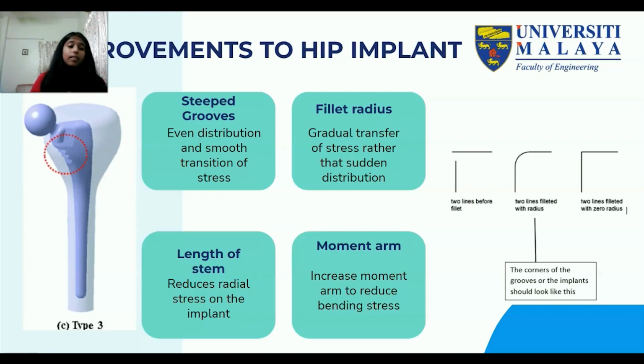And the length of the stem, which is the implant, should be long to reduce radial stress on the implant, and the moment arm should increase to reduce bending stress, so that the implant doesn't undergo deformation and it will last long. I think that is all from me.